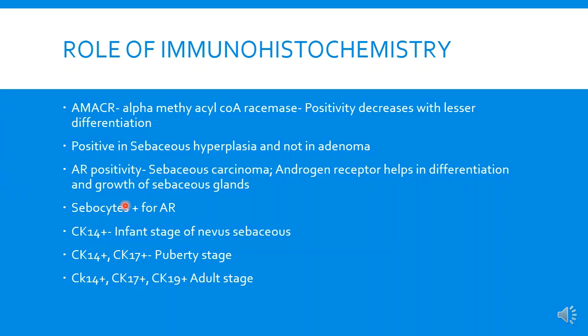Androgen receptor positivity has been very helpful to diagnose sebaceous carcinoma. It is positive because androgen receptor helps in differentiation and growth of sebaceous glands. So AR is positive in all sebaceous tumors. Sebocytes in general are positive for AR. And in infant stage of nevus sebaceous, CK14 could be positive. And when you reach puberty stage, in addition to CK14, CK17 could also be positive. And CK14, 17, and 19 are positive in the adult stage.